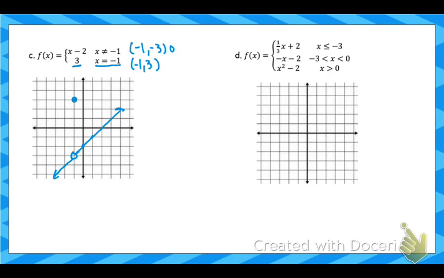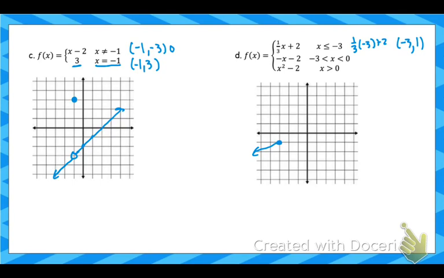All right, this last one, if you feel comfortable, pause the video, try this one on your own. All right, so looking at this last one, I'll go ahead and plug in my endpoint. So that's going to be -1 plus 2, which is going to be -3, 1. That's going to be a filled-in circle. When x is less than, so everything to the left has a slope of 1/3.